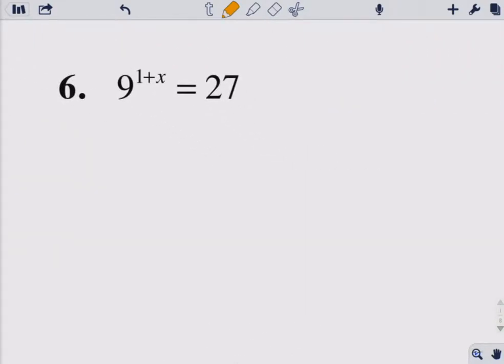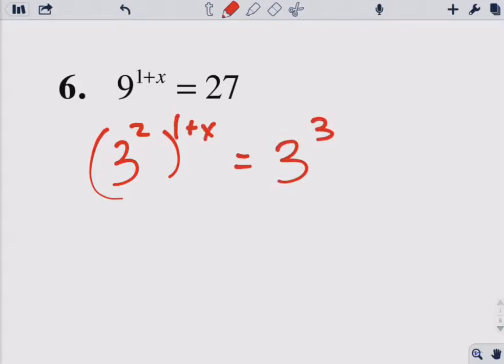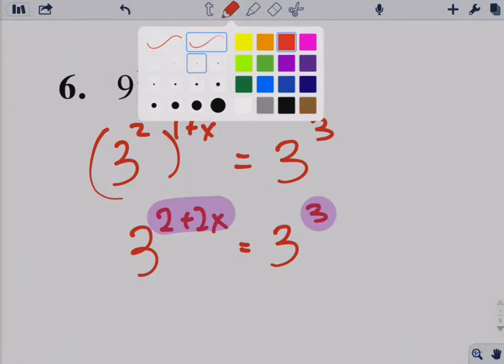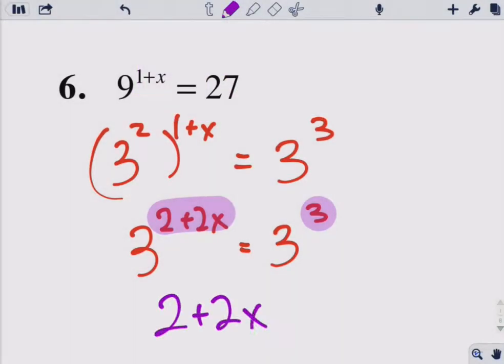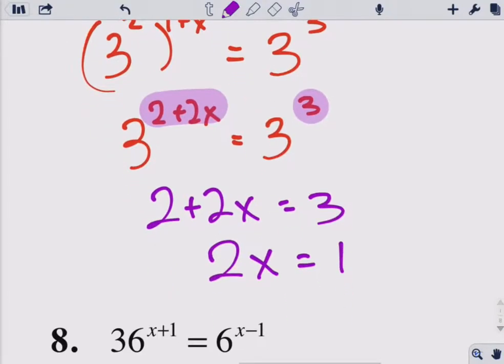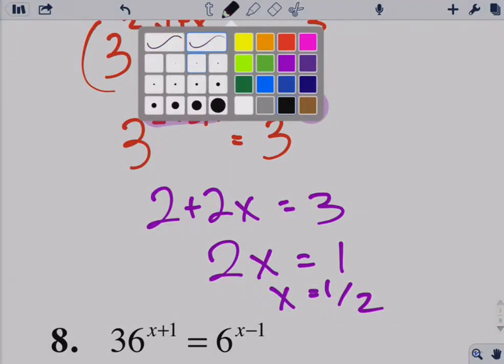We've got 9 to the 1 plus x and 27, both of those bases of 3's. 9 is 3 squared raised to the 1 plus x, 27 is 3 cubed. So I've got power to a power here, so I'll multiply the powers. So I'll get 3 to the 2 plus 2x. Don't forget to distribute. And 3 cubed. So I take those powers and set them equal to each other. Now I end up with 2 plus 2x equals 3. Subtract the 2. 2x equals 1. Divide by 2. Get x equals 1/2. And again, there's your answer.